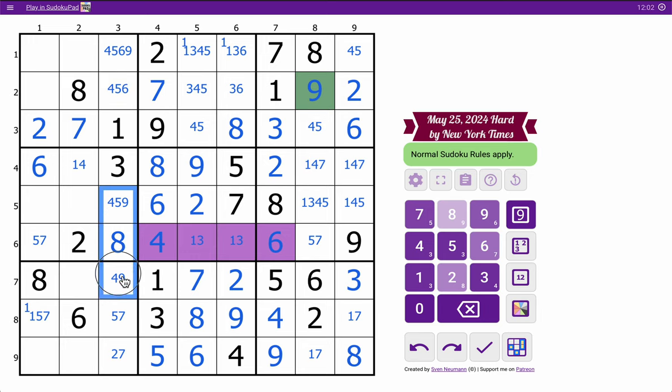I've got 4, 5, 6, 9. Yeah, 2 and 7 only appear in those two cells at the bottom of column 3, which will place the 2 and the 5. This is not 5. Yeah, we haven't proven that's a 1. But 4, 9.